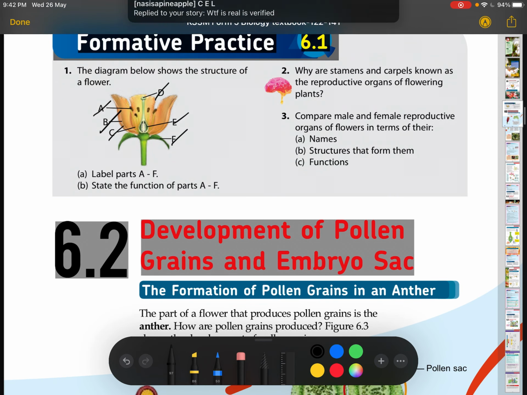Okay. How about this one? Why are stamens and carpels known as the reproductive organs of flowering plants? This is because they both are the sites for the production of gametes. If you want to become a reproductive organ, you must produce reproductive cells, or we call it gametes. So yeah, I think that's the reason. I forgot what teacher wrote. Guess I didn't write it down.